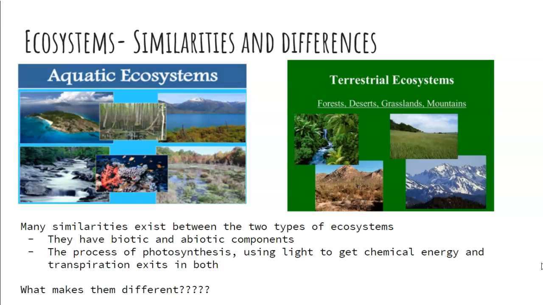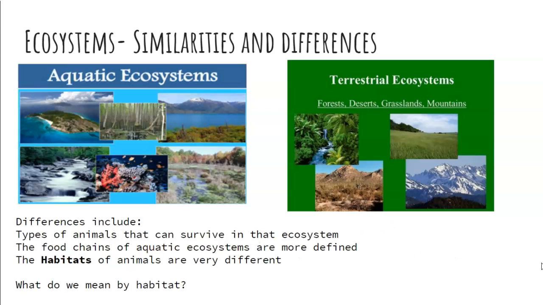Why do some animals live in aquatic ecosystems and some animals live in terrestrial ecosystems? What it comes down to is habitats. So differences include, obviously, the types of animals that can survive in those ecosystems. The food chains in aquatic ecosystems are actually much more defined. They're not as big a food web as you might see in a terrestrial ecosystem. The food chains are pretty defined in an aquatic one, but the big one is the habitat itself is extremely different. So the habitat itself creates a big difference between these two.